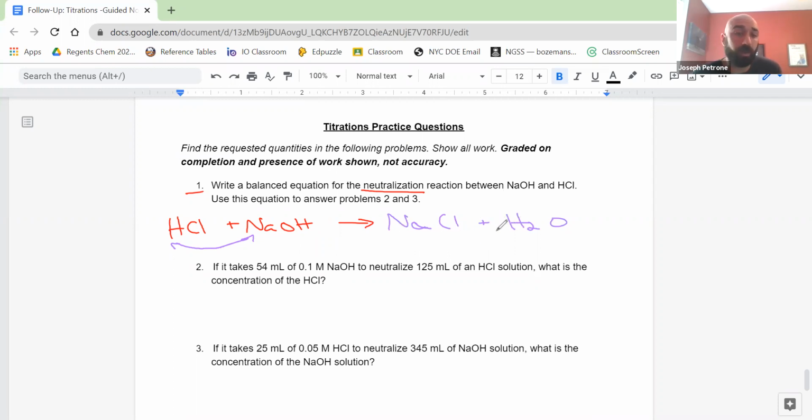No difference on the order. You can put water first. The only thing to keep in mind is that for ionic compounds, and in general for all chemical formulas, the metal will always go first. So sodium and then chlorine, NaCl.